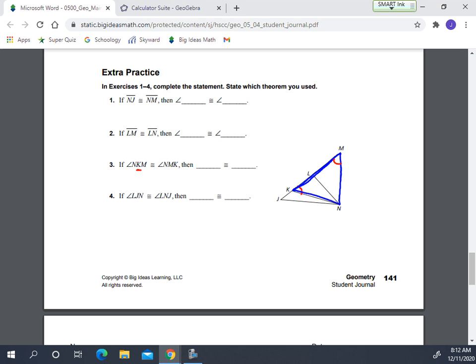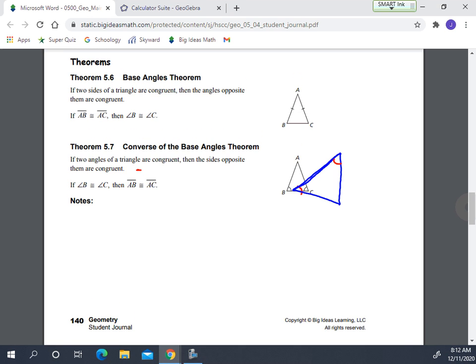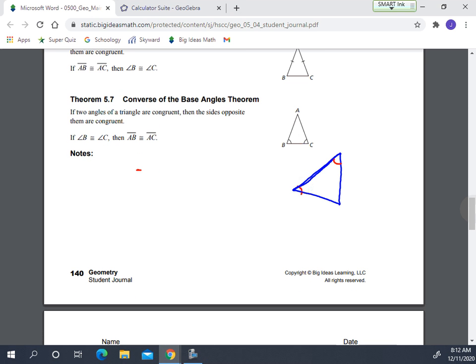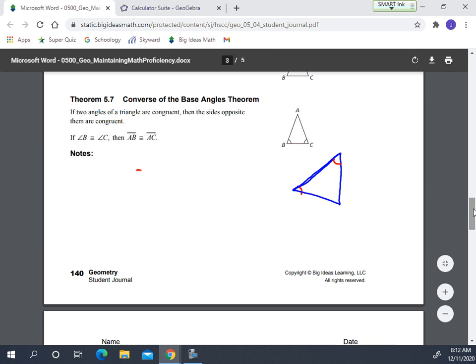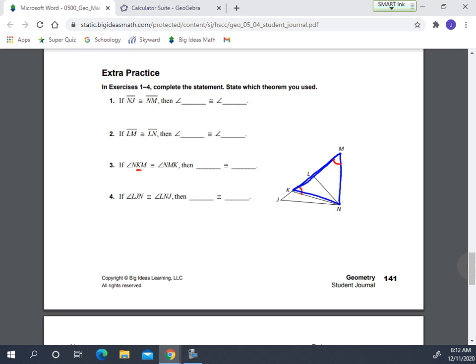Okay, so on this one they give us angles instead of side lengths. What theorem are we going to be using up here? Well, the base angle theorem gave us side lengths, so that's not going to be it. The converse to the base angle theorem gives us angles, right? So that's actually what we're going to be using. I'm going to write it up here just because that's where we have room.